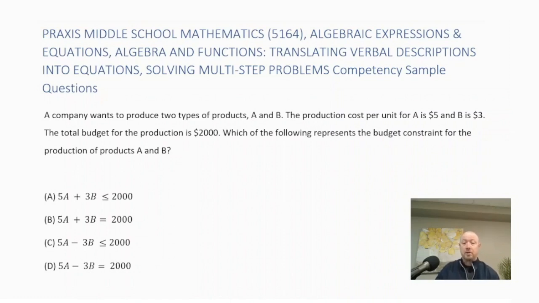Okay, so budget constraint. So this is a constraint, so that means this is going to be an inequality. So I'm going to be able to eliminate choice B and choice D since those are equalities. And we're saying $5 per product A, so for every one product A, we have to multiply by 5. And for every one product B we produce, we have to multiply by 3. And we want to add these together instead of subtracting because we need a total from that. So that eliminates choice C. So the correct answer here is 5A plus 3B is less than or equal to 2,000, which would be choice A.